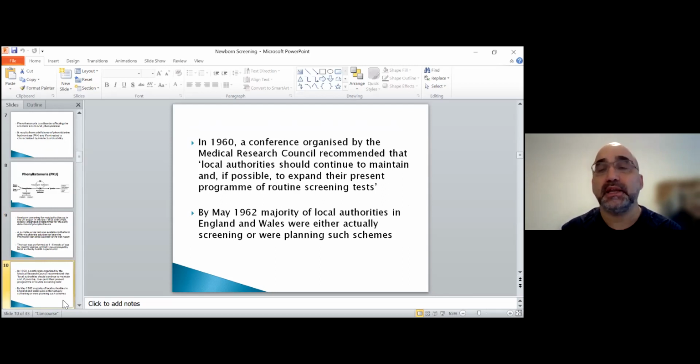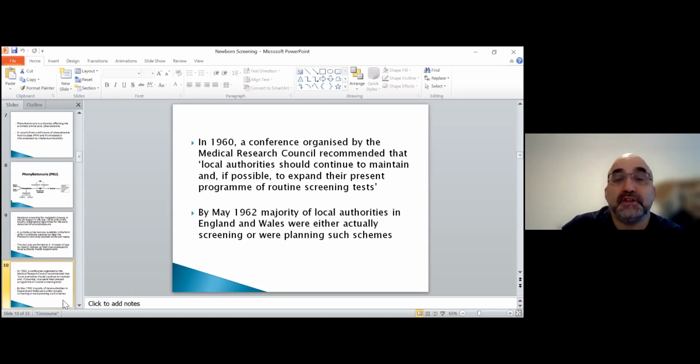It was later, in 1960, that there was an MRC conference. MRC is the main organization for research in the UK, and it was a conference held by MRC, and they recommended that the local authorities should maintain what they were doing for the screening and also expand their program at the time to other diseases.